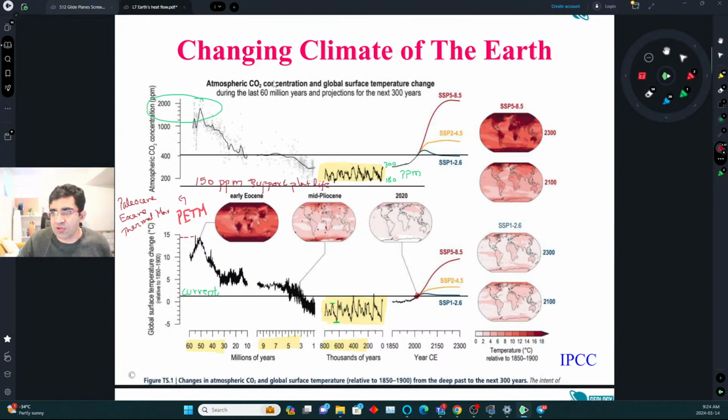In some of those glacial periods in the recent past, we were pretty close to that limit. But ever since the industrial revolution, the CO2 in the atmosphere has been increasing, and especially dramatically since the 1950s.